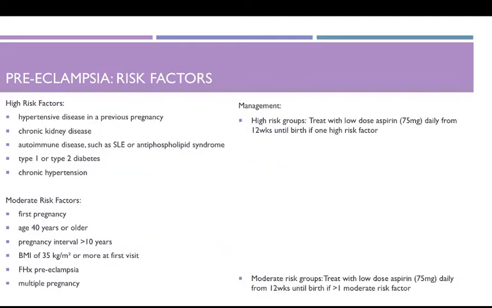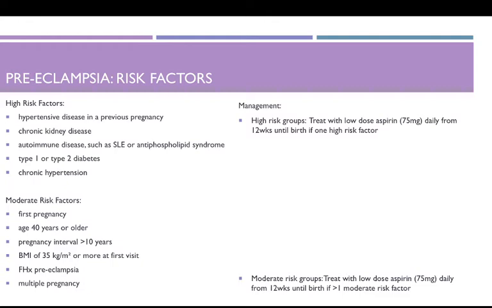Okay, so the risk factors. Risk factors can be split into moderate risk factors and high risk factors. High risk factors for developing preeclampsia are having hypertensive disease in a previous pregnancy, be it pregnancy-induced hypertension or preeclampsia in a previous pregnancy, having chronic kidney disease, having an autoimmune disease such as lupus or antiphospholipid syndrome, having type 1 or type 2 diabetes, and having chronic hypertension. So these are high risk factors for preeclampsia.